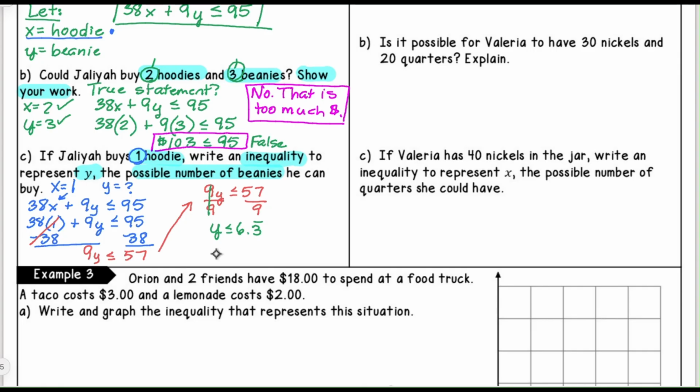Well, we cannot buy 0.3 beanies. So the max number of beanies is 6. We cannot buy any more than 6. We'll have a little bit of money left over, about $3 left over, right? Okay, so again, pause it if you need to. I'm going to go ahead and scroll on up for the next problem.